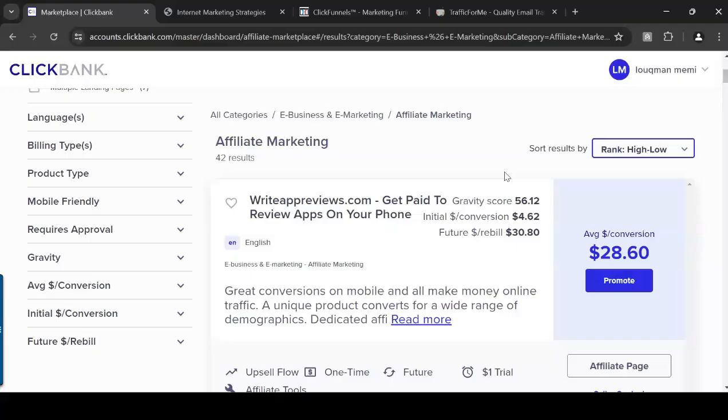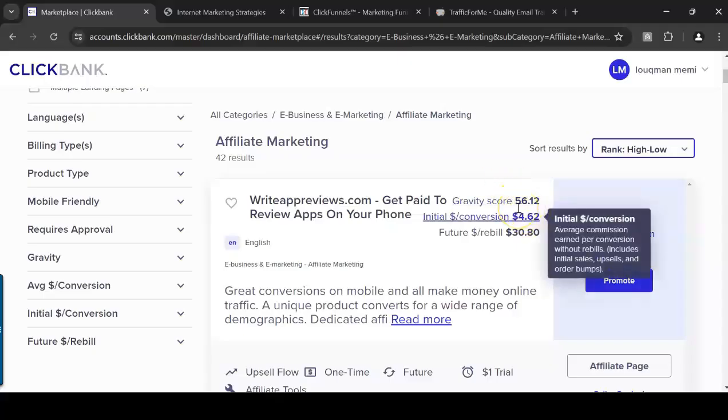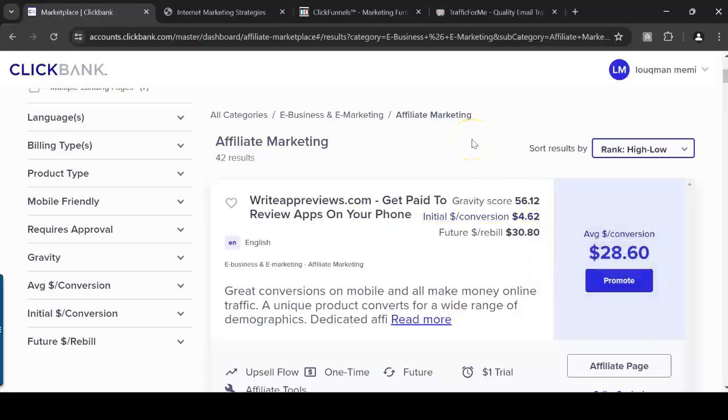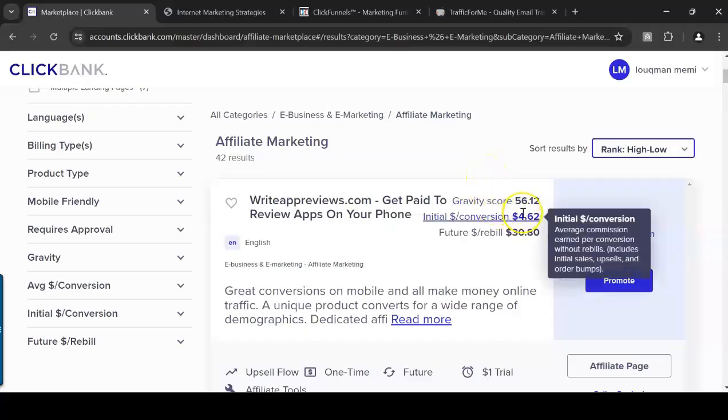Sometimes you can crush it with a product that has a gravity score below 1, below 5, below 10, just because it's a very good product but no one's promoting it, so there's no competition. So just because there's a low gravity score doesn't mean that you're not going to make any money. But we just want to stay on the safe side. Basically, if there's a gravity score below 20, there could be a reason people are not promoting the product: because it's not a good product or it's an out-of-date product.